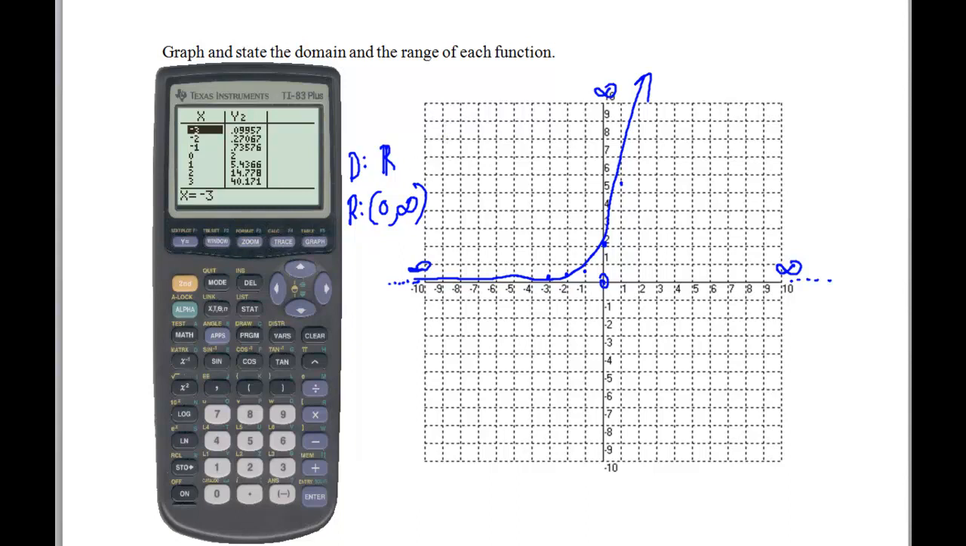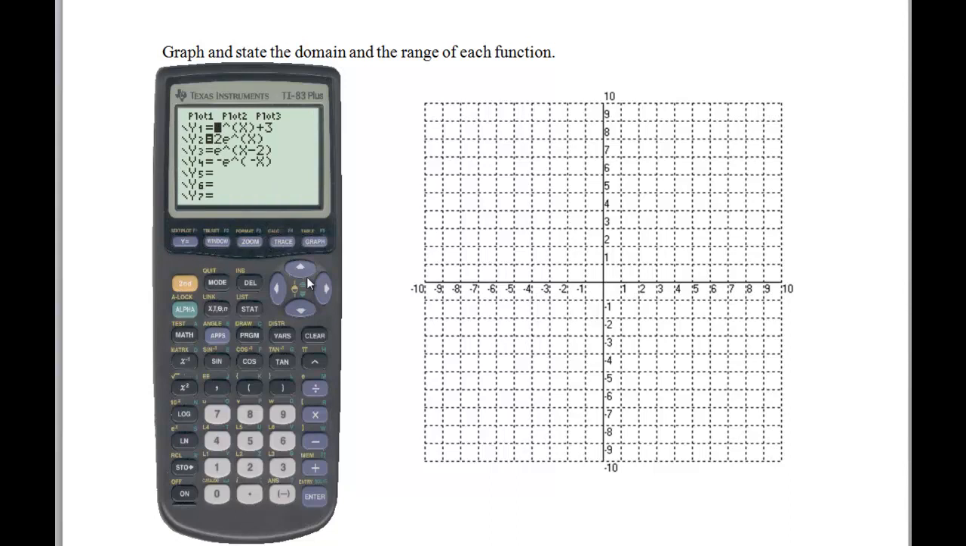Alright, so let's go to the third picture here. Going to my y equals and turning off the second graph and turning on the third graph. This is going to shift the graph 2 units to the right. So let's go to my table here. I can go to probably 4. I'm going to graph from 0 through 4 here.